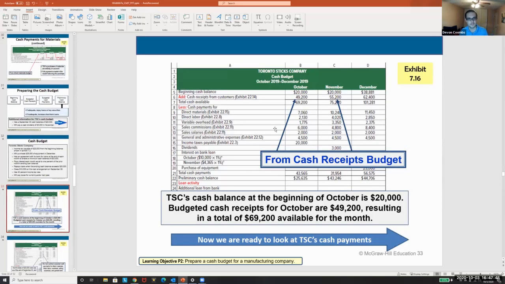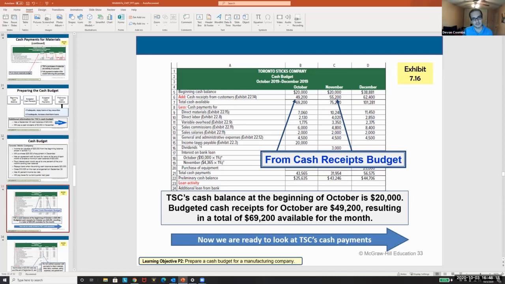And so here we have our beginning cash balance, which we talked about. We started with $20,000. Let's just do October. We know where we got our cash receipts from customers. We did that together. Total cash available. This is our cash receipts budget. We know how we did our direct materials budget and our direct labor budget and our variable overhead, sales commission. We did all of this stuff together, general and administrative expense. We already did all of that. That's just pulled from prior examples.